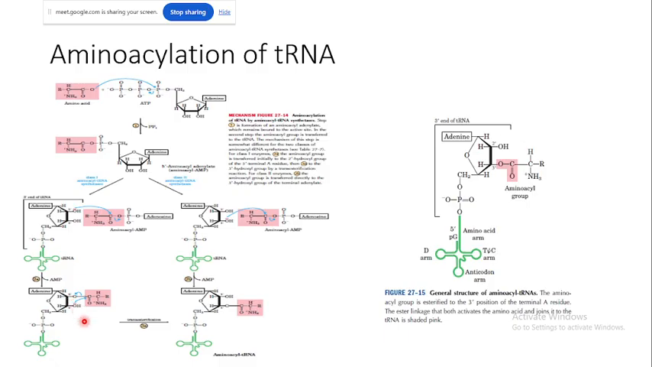So this bond will be broken, and this amino acid will come here to this 3' OH position, and then again there will be regeneration of the 2' OH. So this is called the amino acid tRNA. This is one pathway. Another pathway is from here.